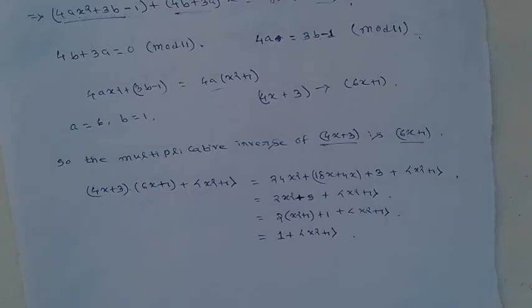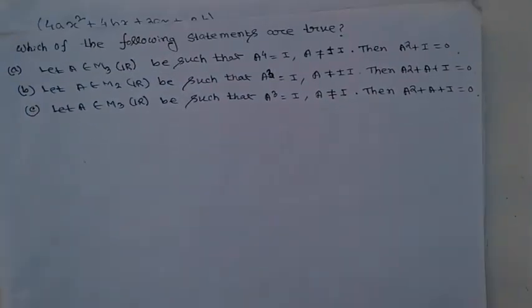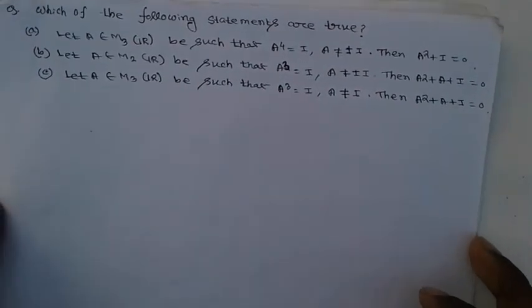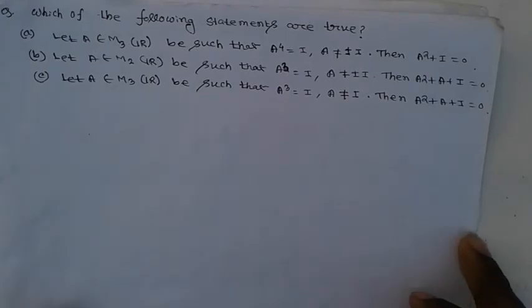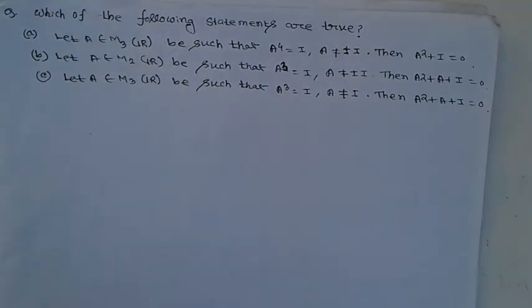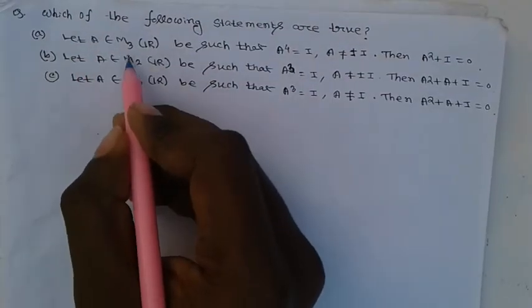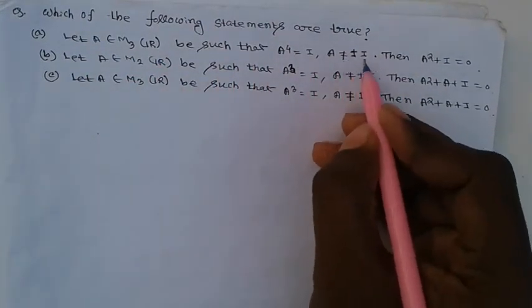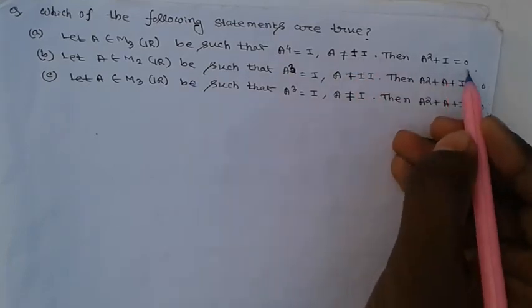Now the next question is: which of the following statements are true? Let A be a matrix such that A to the power 4 equals I and A is not equal to plus or minus I, then A square equals I.